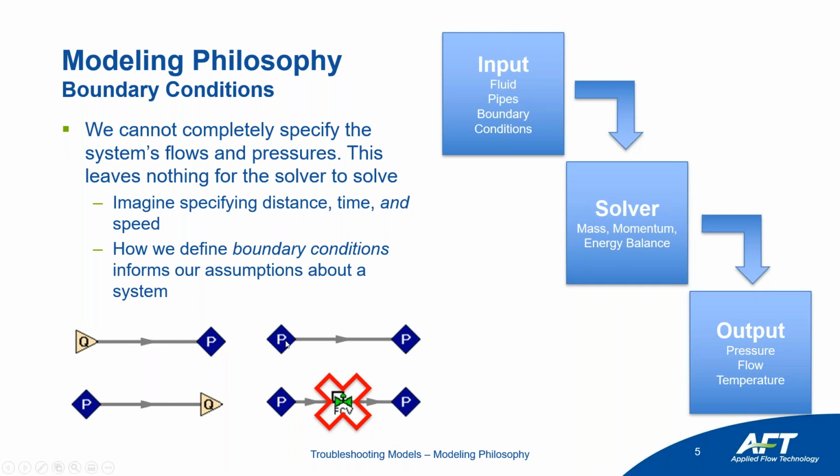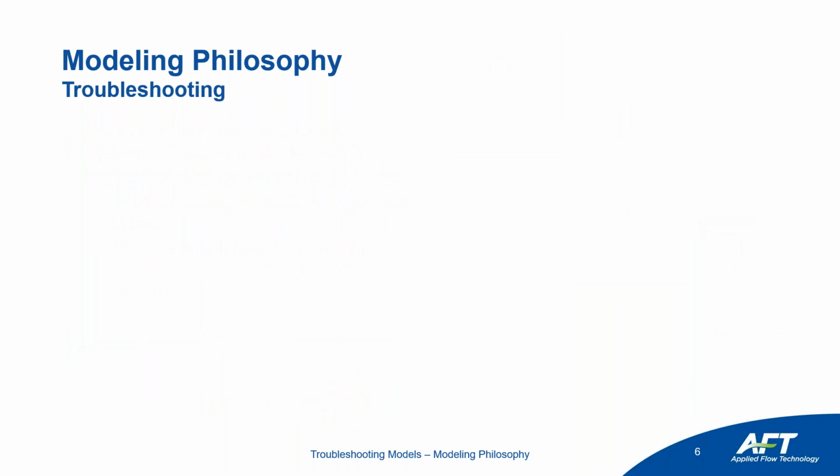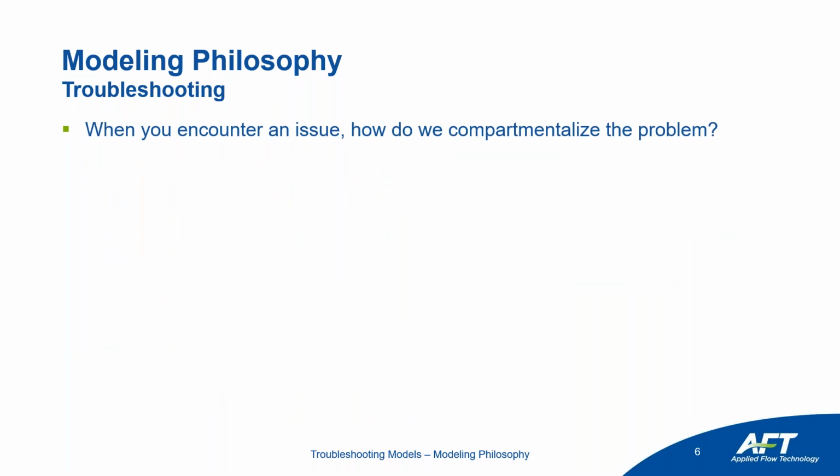We want to make sure that it is going to transmit through any other changes that we make in the system. So boundary conditions, very important. Obviously why it deserves its own slide, but we're all here for troubleshooting. So when you encounter an issue, how do we try to compartmentalize the problem with our model?